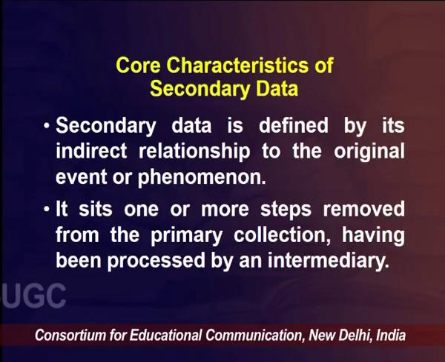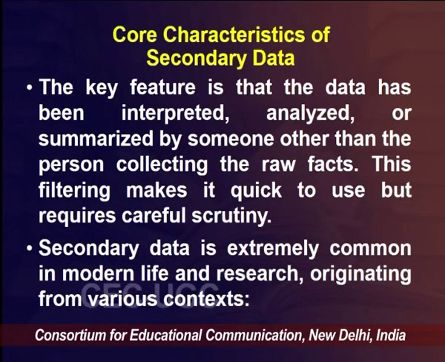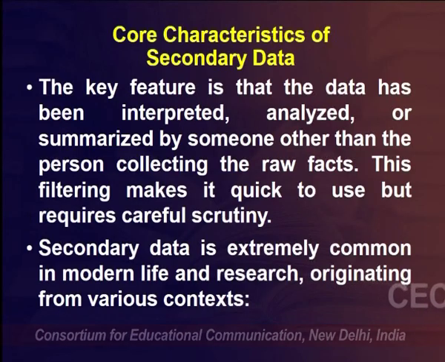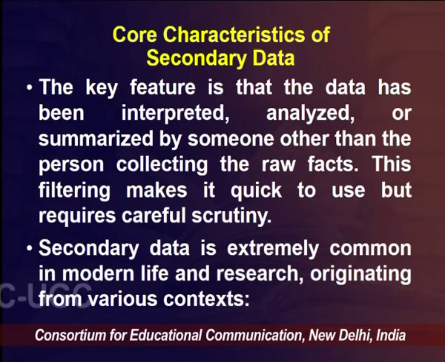So, now we come to the characteristic of secondary data. Now, secondary data, as we already understood, is defined by its indirect relationship to the original event or phenomena. It sits one or more steps removed from the primary collection, having been processed by an intermediary. The key feature is that the data has been interpreted, analyzed, or summarized by someone other than the person collecting the raw fact. This filtering makes it quick to use but requires careful scrutiny.